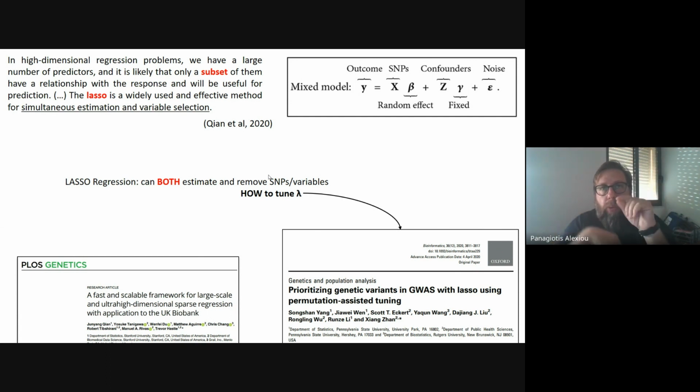But how to get the proper lambda value is a big question, and there are papers talking about that. It's an active area of research, how to get a lambda that makes sense and leads to better predictions. So Lasso is quite an established method. I think linear polygenic risk scores and Lasso are the most commonly used, and on top of that, other people are now trying different ideas.